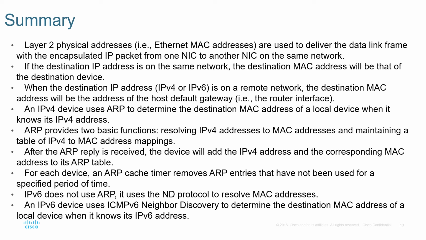For each device, an ARP cache timer removes ARP entries that have not been used for a specific period of time. IPv6 does not use ARP. It uses the ND protocol to resolve MAC addresses. An IPv6 device uses ICMPv6 neighbor discovery to determine the destination MAC address of a local device when it knows its IPv6 address.